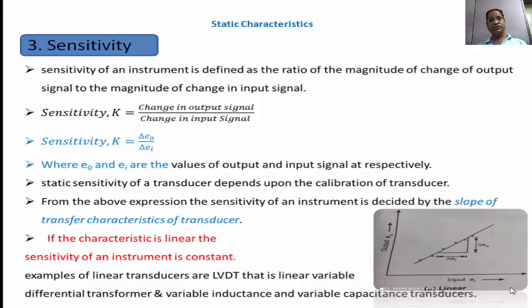Sensitivity of an instrument is defined as the ratio of the magnitude of change in output signal to the magnitude of change in input signal. Means it is the ratio of change in output signal to change in input signal. That is, sensitivity K is equal to change in output signal upon change in input signal.